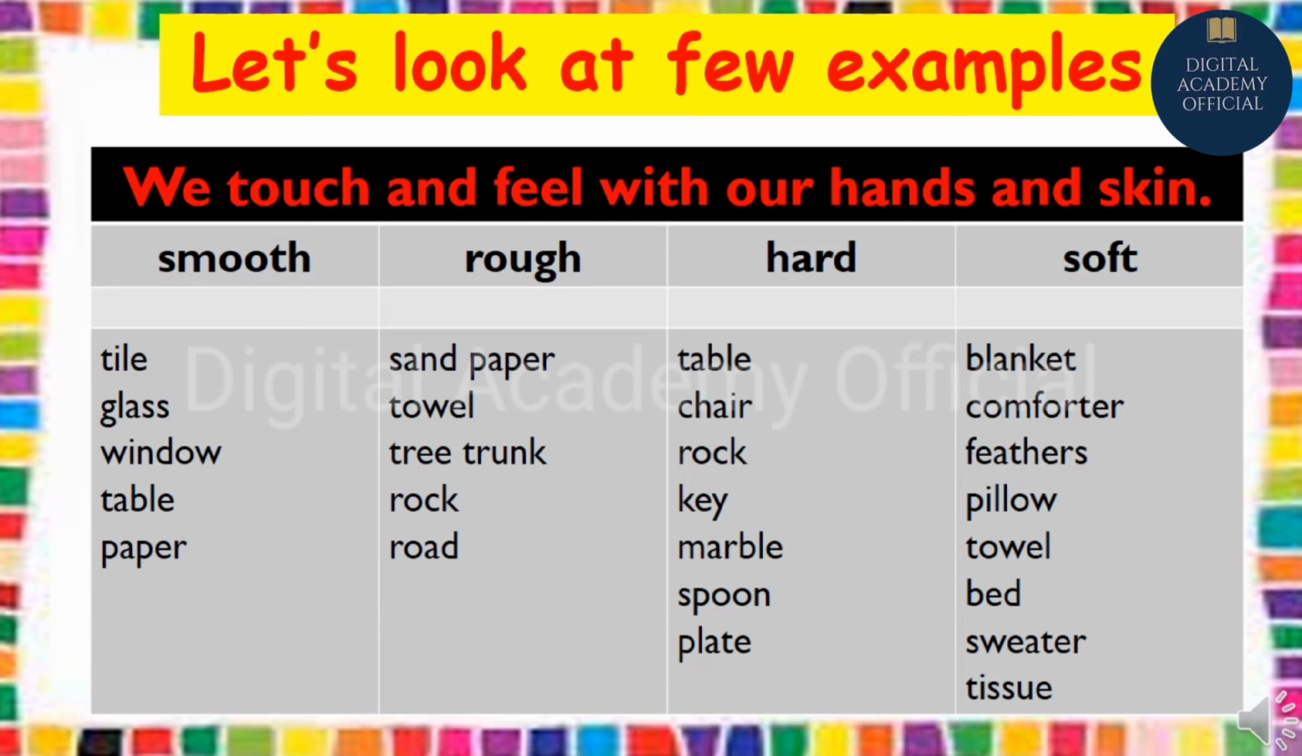Rough. Look at the column of rough things. Sandpaper. You saw the picture before? Towel, tree trunk, a rock, and road outside is also rough. The column of hard things. Table, chair, a rock, key, marble, spoon, and plate is also hard. What about soft things? Look at the last column. Blanket, a comforter, feathers, pillow, towel, bed, your sweater, and tissue paper is also soft.